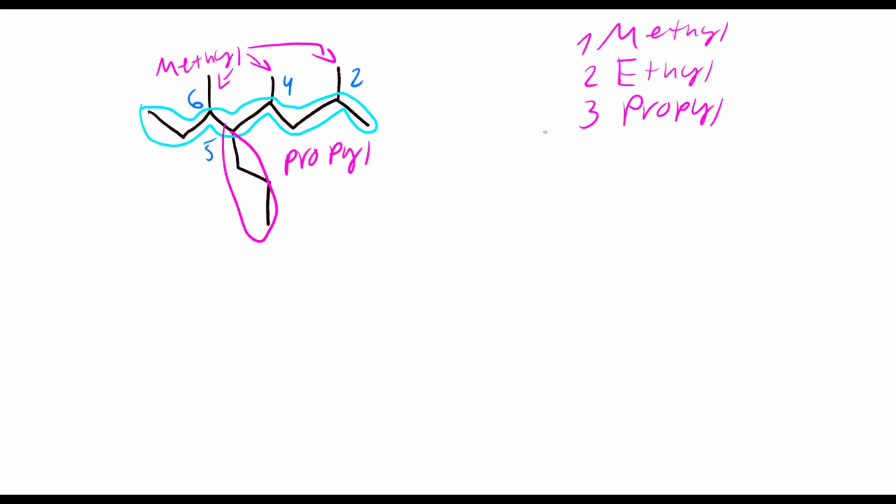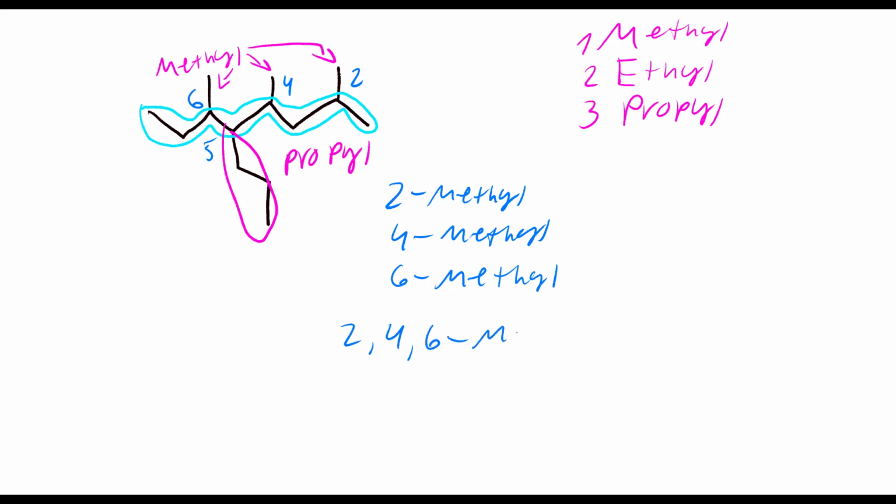Okay, so we're going to bring these kids together. We're going to put them with their parent and name them off. First, we're going to name them 2-methyl, 4-methyl, and then a 6-methyl. And to be honest, this is kind of redundant, so we're just going to say 2, 4, 6 methyl. Well, now we have a 5-propyl.